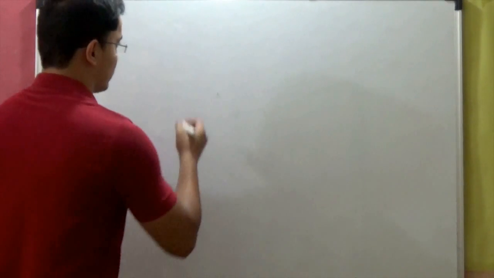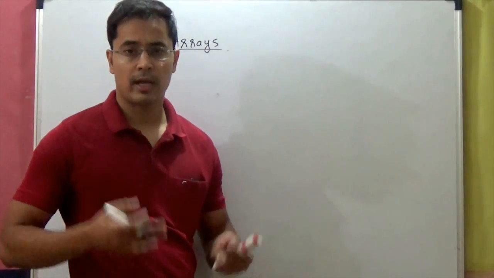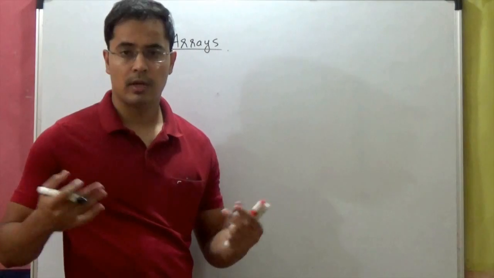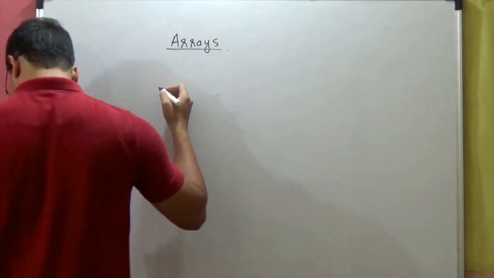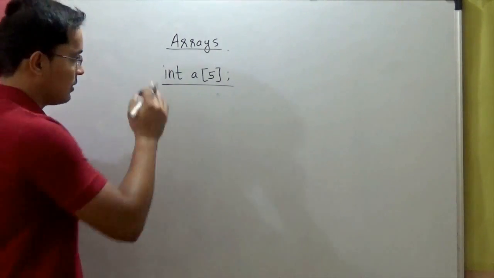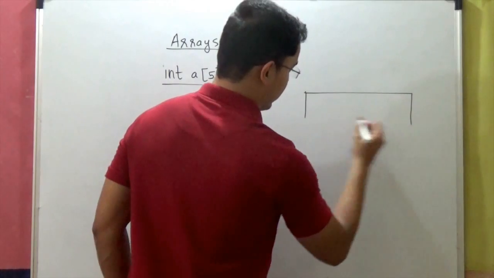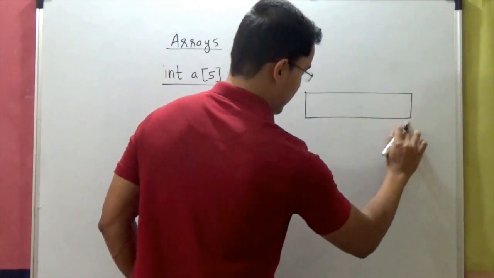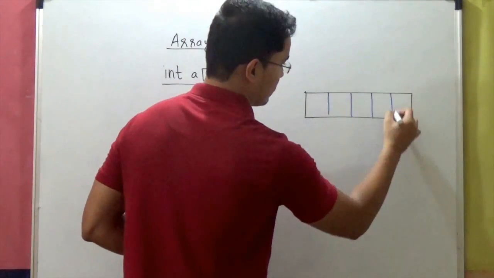So let's begin our discussion with arrays. When you need to store n number of elements of the same type, you use an array. For example, this is an array declaration. This basically means a space will be reserved in the memory for storing 5 integers, right?